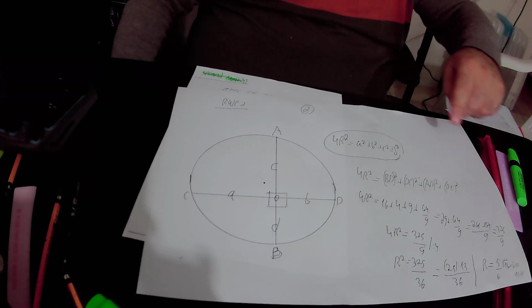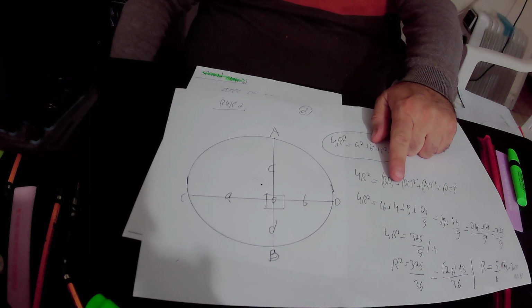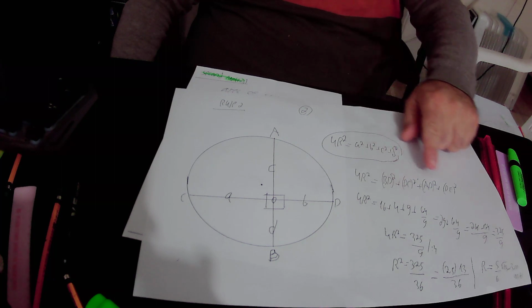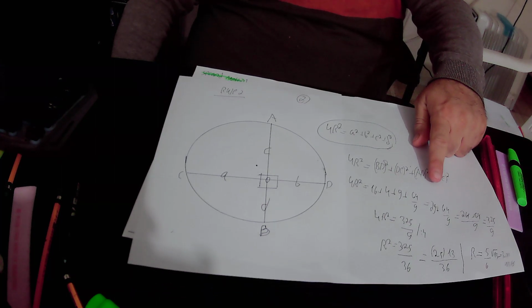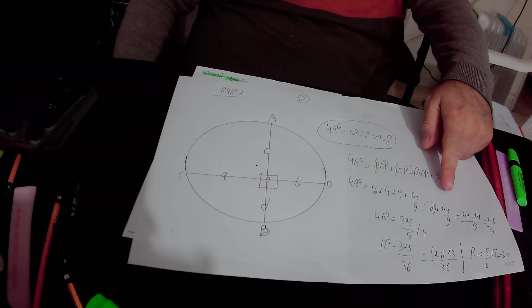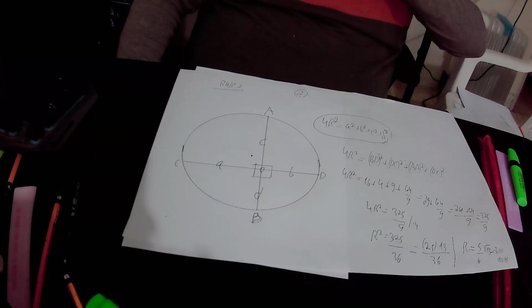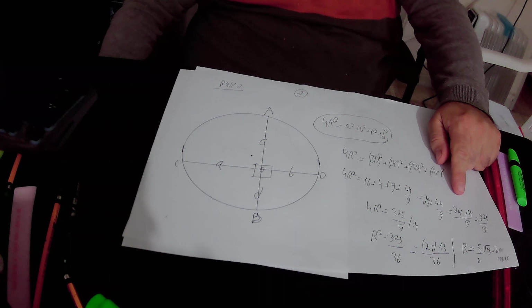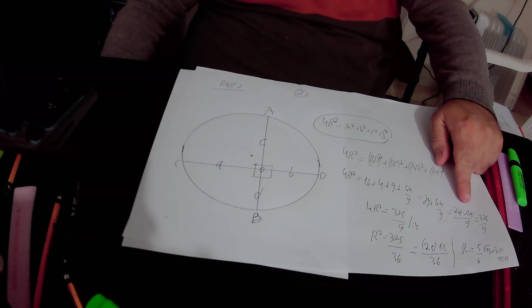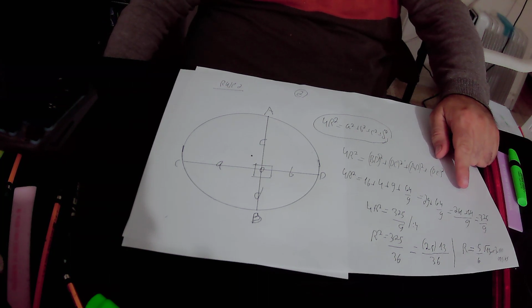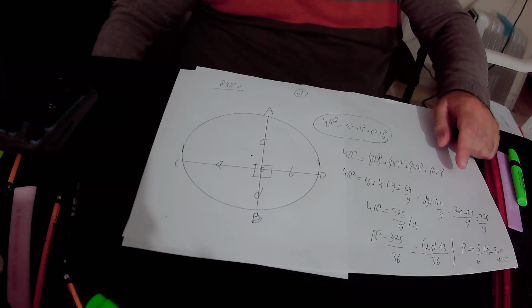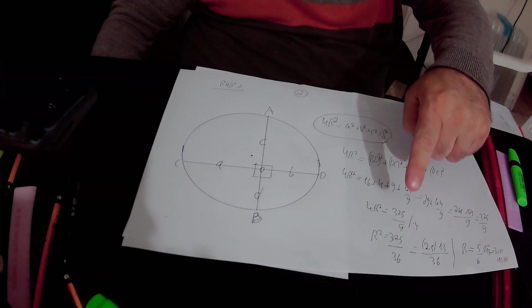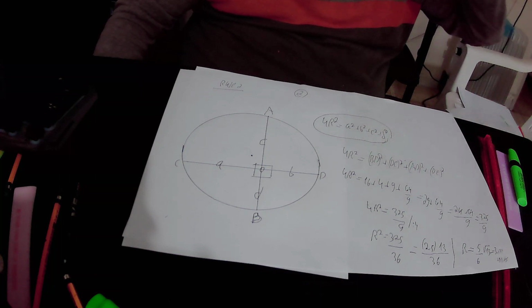So here we have 16 plus 4 is 20, 20 plus 9 is 29, so we have 29 plus 64 over 9. We multiply 29 by 9 and divide by 9 in order to combine the expression. So 29 times 9 is 261, plus 64 is 325 over 9. So in conclusion, we found that 4 R squared equals 325 over 9.